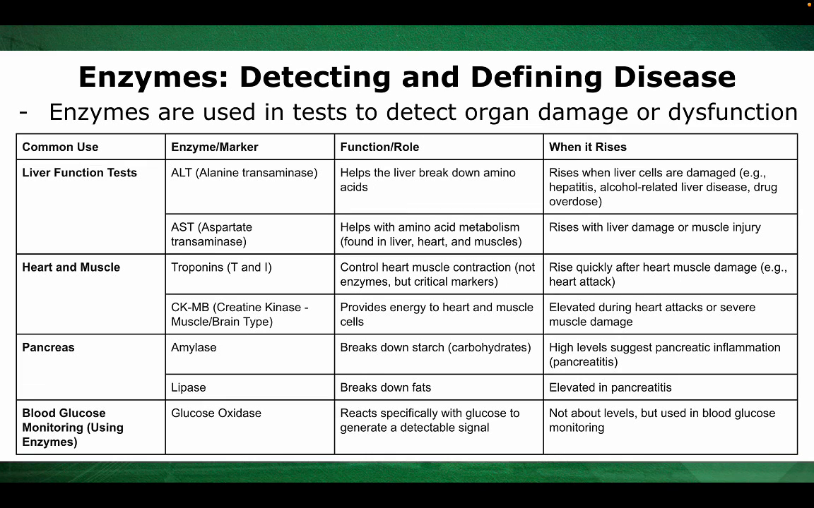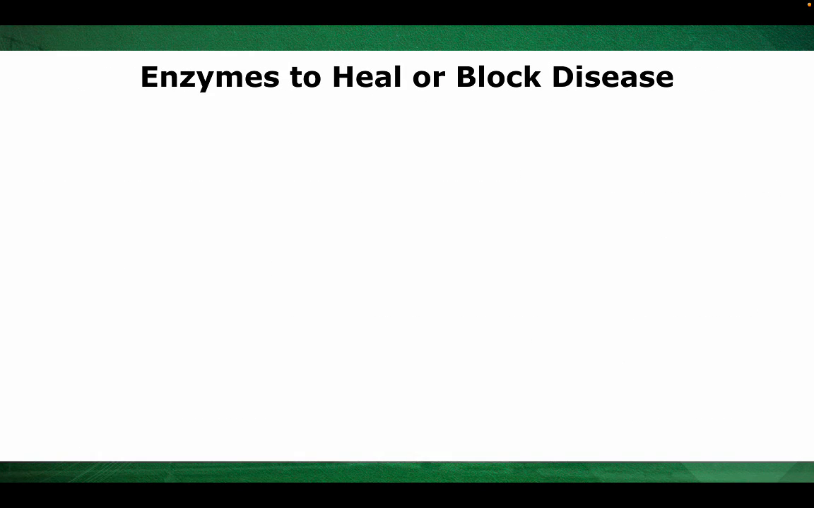Basically, these enzymes act like molecular clues. When they are too high, or when they show up where they shouldn't, they help doctors pinpoint what's going wrong in the body. Now, some of the most common medicines we take actually work by blocking enzymes. Let's look at 4 examples.